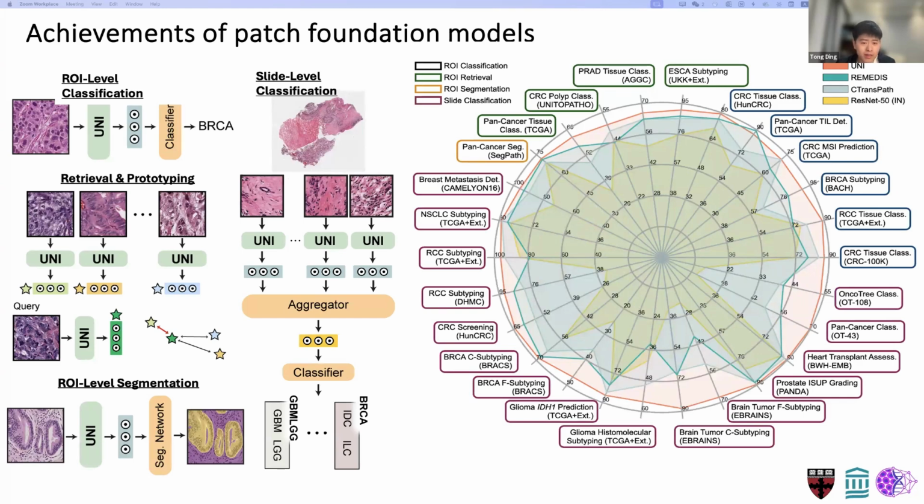As you can see, the performance increase is quite substantial compared to the use of ResNet-50. On the challenging 108-way OncoTree code classification task created internally from the Brigham and Women's Hospital, the performance increase can be greater than 30%. And on the challenging brain tumor subtyping task from EBRAINS, the performance increase can be more than 40%.